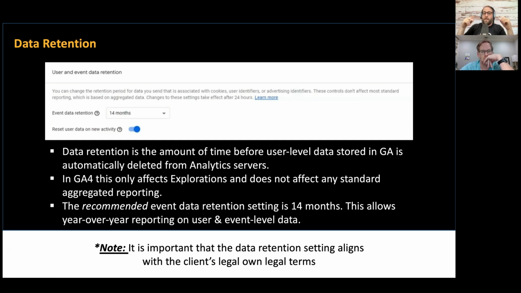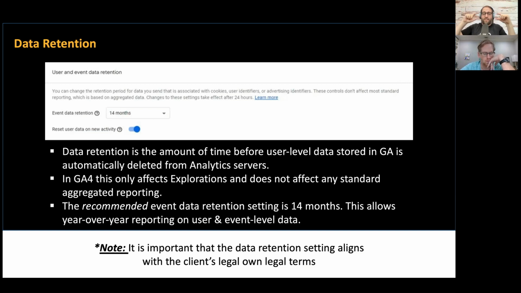Now, if you remember, the two areas of Google Analytics where you get reports are the reporting section, and then the exploration, which is more like those custom reports. This will affect only the exploration. The regular reporting data is kept forever, unless Google decides to change analytic platforms and versions. Okay, the recommended event data retention is 14 months. This will easily allow you year-over-year reporting at the user and event level data.